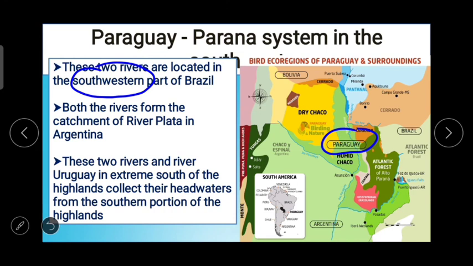These two rivers and River Uruguay in extreme south of the highlands collect their headwaters from the southern portion of the highland. So you people just go through this image so that you can easily understand. Here Argentina, both the rivers form the catchment of River Plata in Argentina.